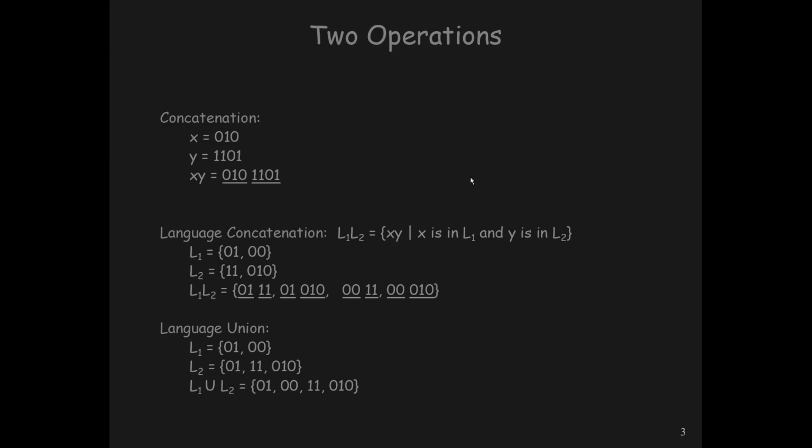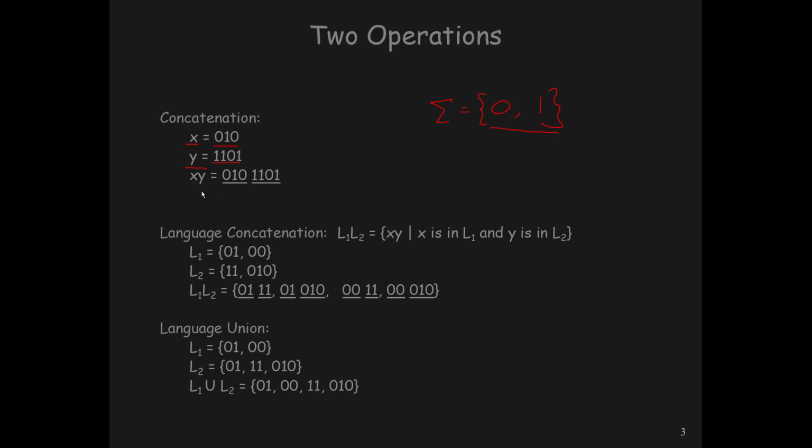Okay. Now, following up from the discussion on strings that we had, X and Y here are strings over the alphabet 0, 1. Okay. So this is your set of symbols. You can only use 0 and 1. And here are two strings. The first one is 010, and the second one is 1101.